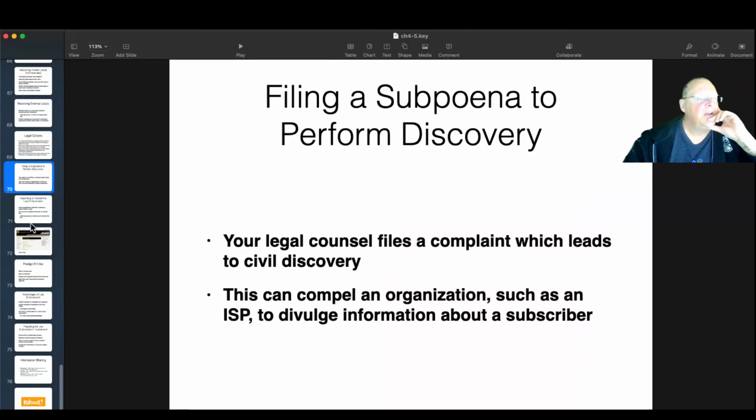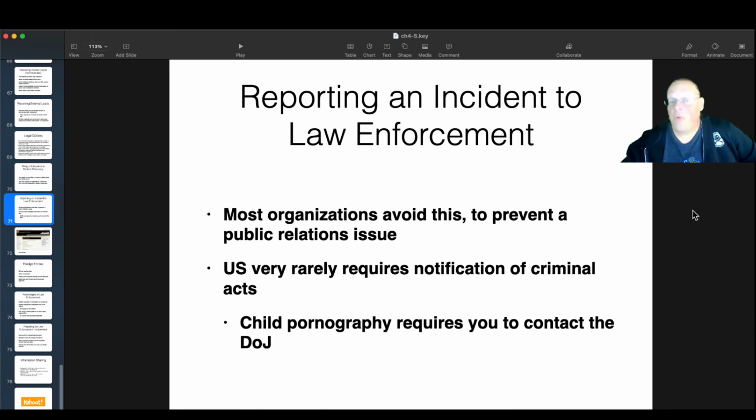Right. And then you can report to law enforcement. Like I say, most companies avoid this, because it usually just opens a big can of worms and a lot of trouble and doesn't really benefit your company much.